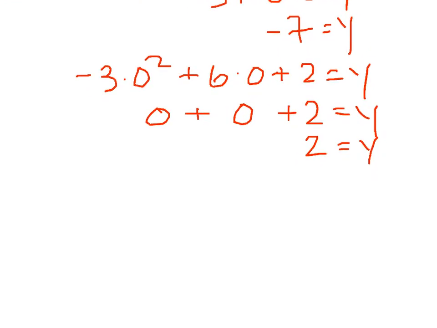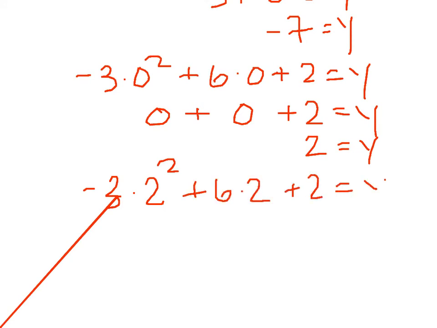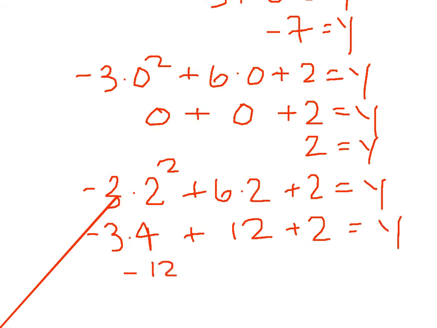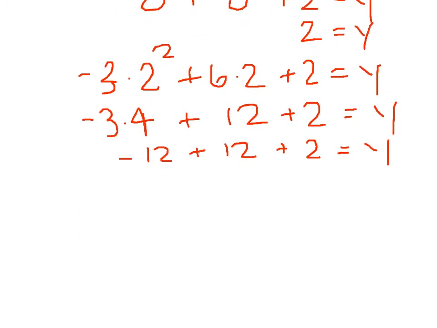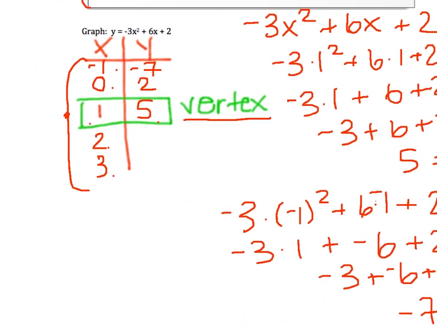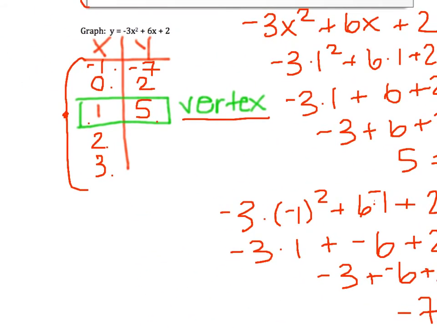All right, negative 3 times 2 squared plus 6 times 2 plus 2 equals y. So I'll get negative 3 times 4 plus 12 plus 2 equals y. So I'll get negative 12 plus 12 plus 2 equals y. And it looks like my 12s are going to cancel out here because negative 12 plus 12 is 0. So 2 equals y. So I'm going to put that back in my table. So my input was 2, my output was 2. And I have one more value to do, 3.